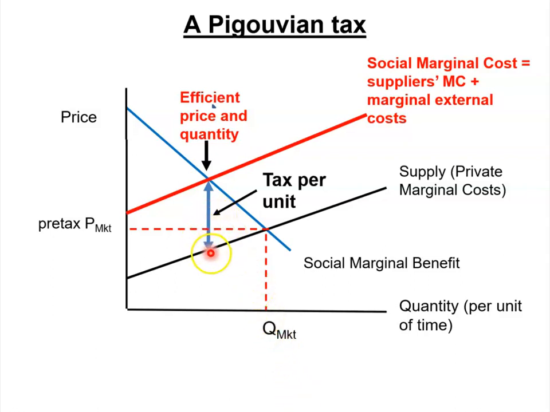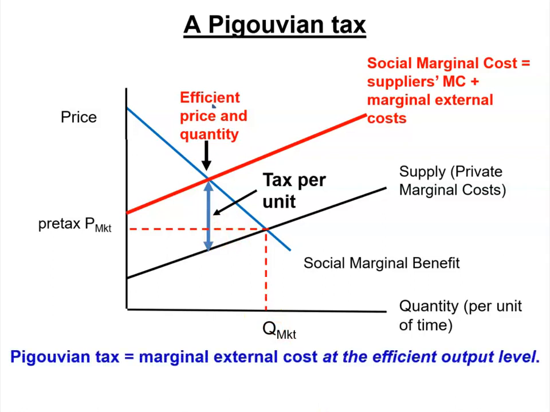He said, if we want to produce this amount of output, what we need to do is effectively make the suppliers pay not only what was their marginal private cost, but we need to add a cost onto that, reflecting the marginal external cost that they're imposing on other people. So, in effect, that's going to simply raise the costs of supplying this good to the red line. So that's our Pigovian tax.